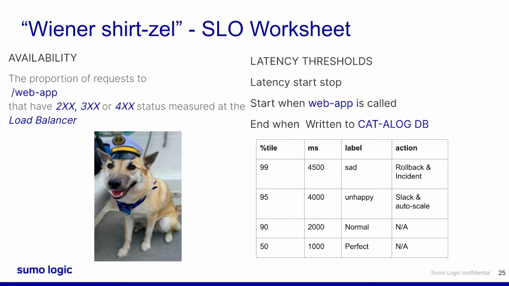Here, it looks like the team wants to send a message on Slack and autoscale if 95% of the writes to catalog DB exceeds 4,000 milliseconds. But then if the service degrades even further, such that 99% of the writes exceeds 45 milliseconds, roll back, declare an incident, and investigate. These sound pretty well designed SLOs to me.